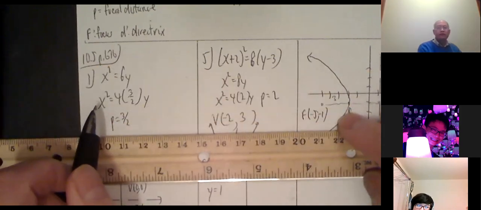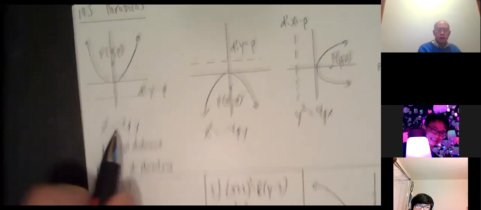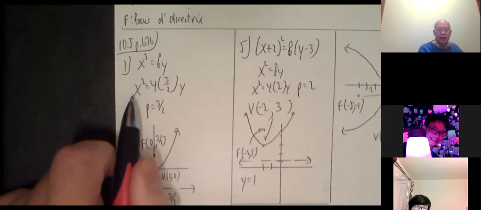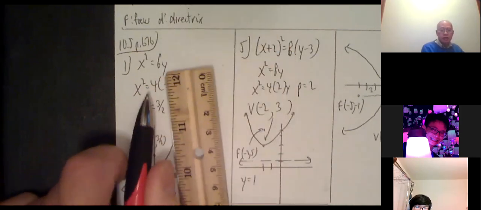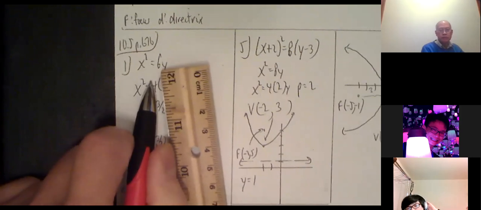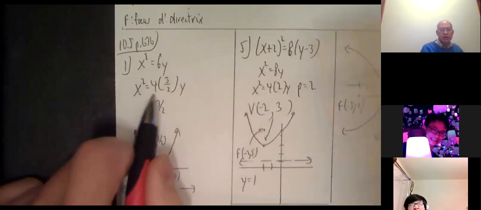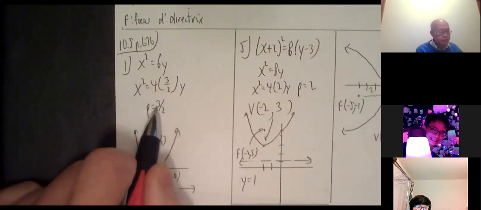All right. What you want to do is force it to look like x squared equals 4py. So I must go x squared is 4 times something times y. I have to say to myself, 4 times what number is 6? You're basically solving 4p equals 6. Comes out to be 3 over 2, or 1.5. So p is equal to 3 halves.